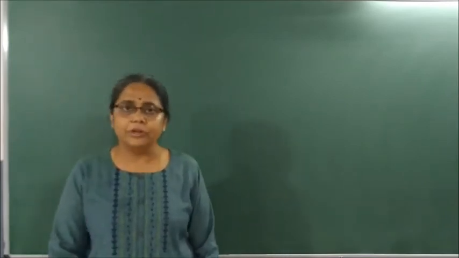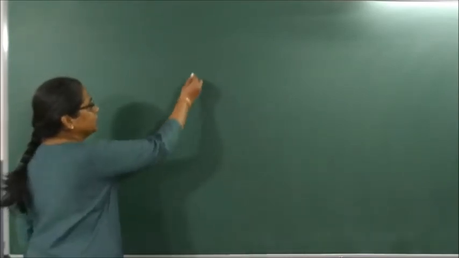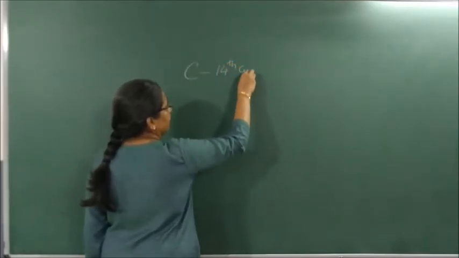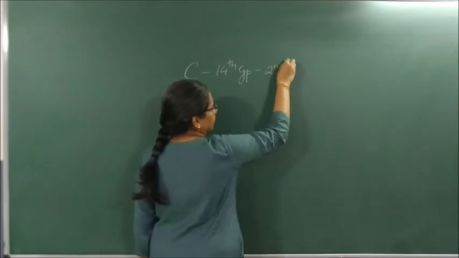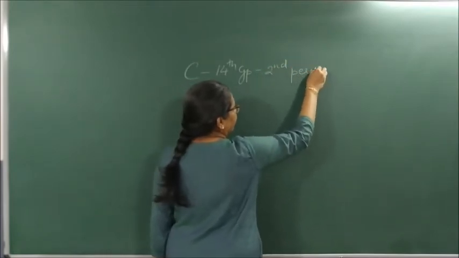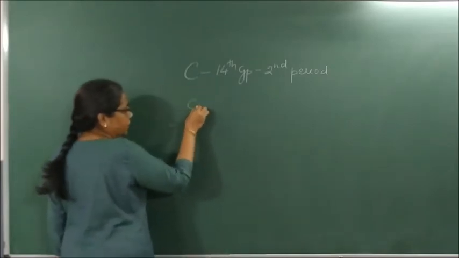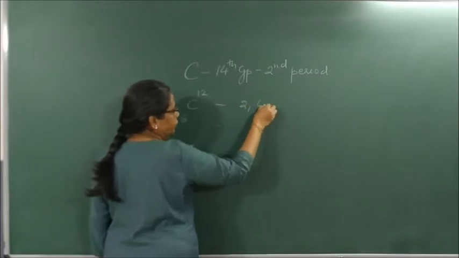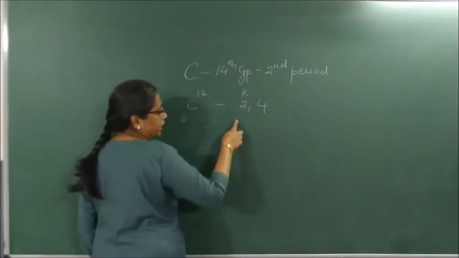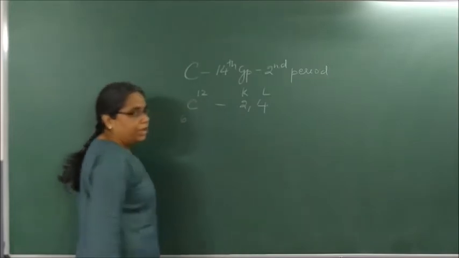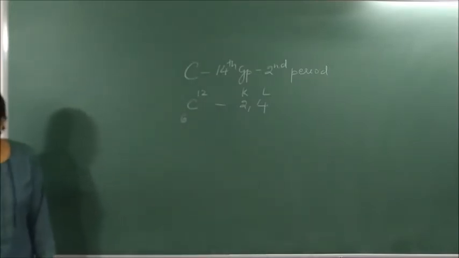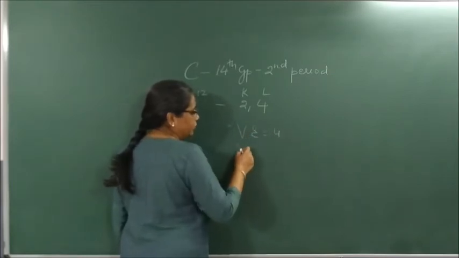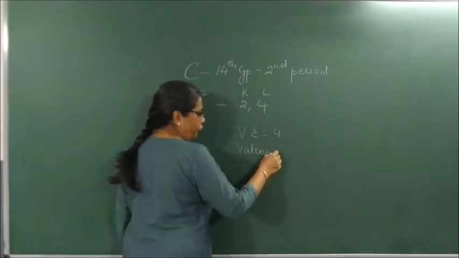We studied in carbon compounds that carbon is an element of which group of the periodic table? 14th group, and it is present in which period? Second period. Its atomic number is 6, its atomic mass is 12, and its configuration is 2,4, with 2 electrons in the K shell and 4 electrons in the L shell. Correct? We said its valence electrons are 4, and its valency is also 4.